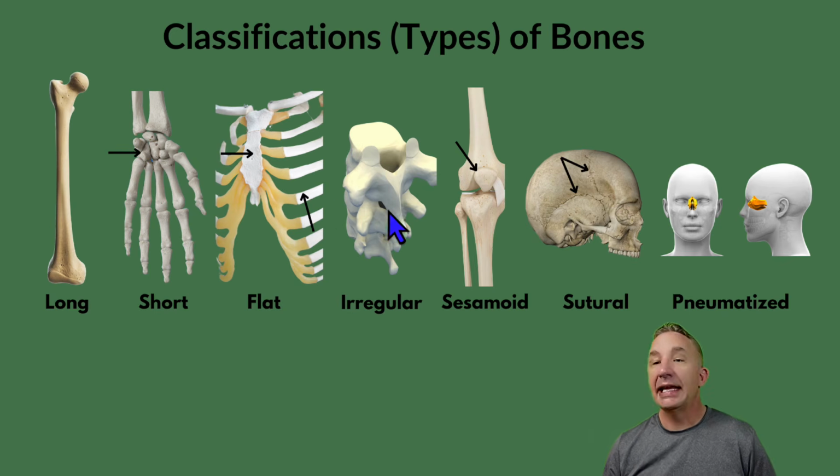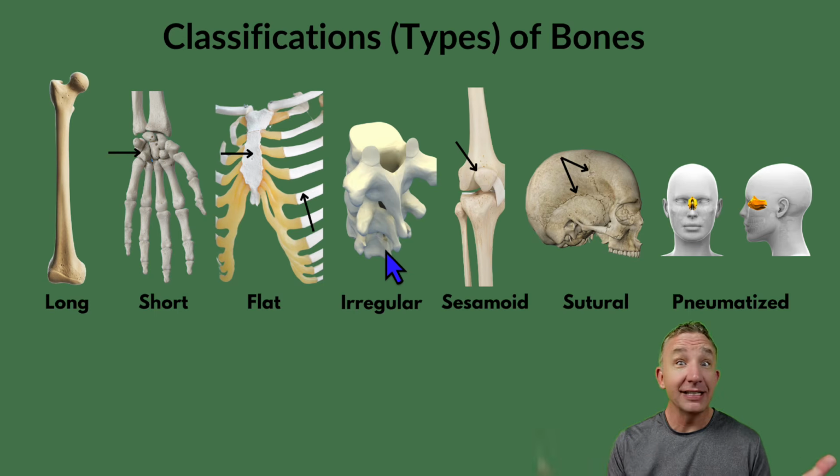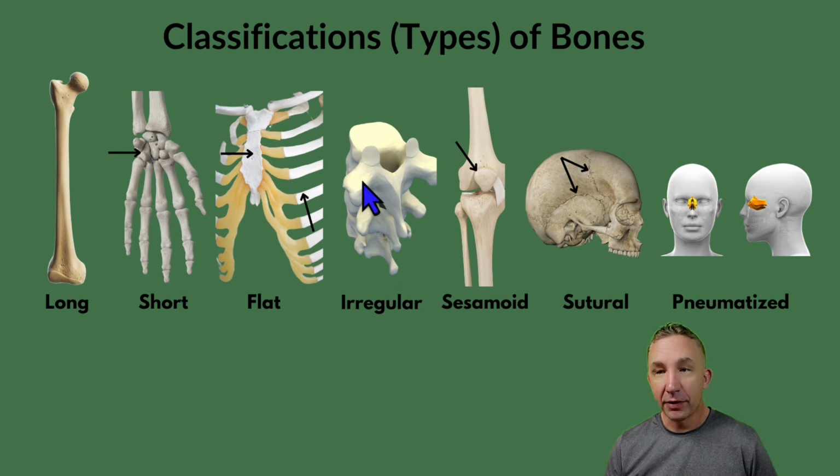Okay. And then irregular, they're all over the place. Some of my facial bones, so my face is irregular, and my vertebrae. This is stacking 3 vertebrae here, but they're not long, they're not short, they're not flat, they're kind of all over the place, so we call them irregular.